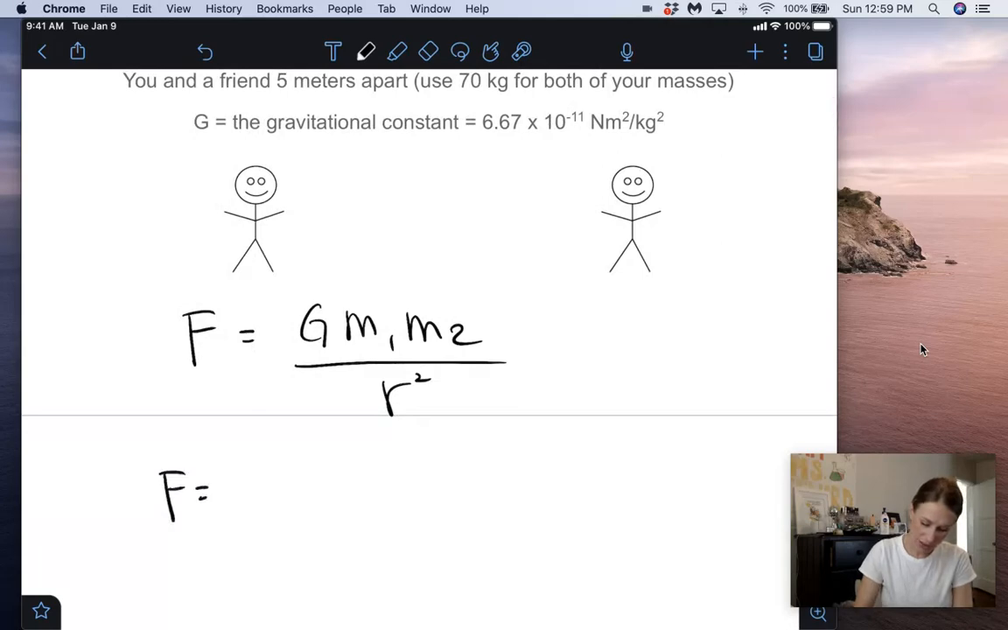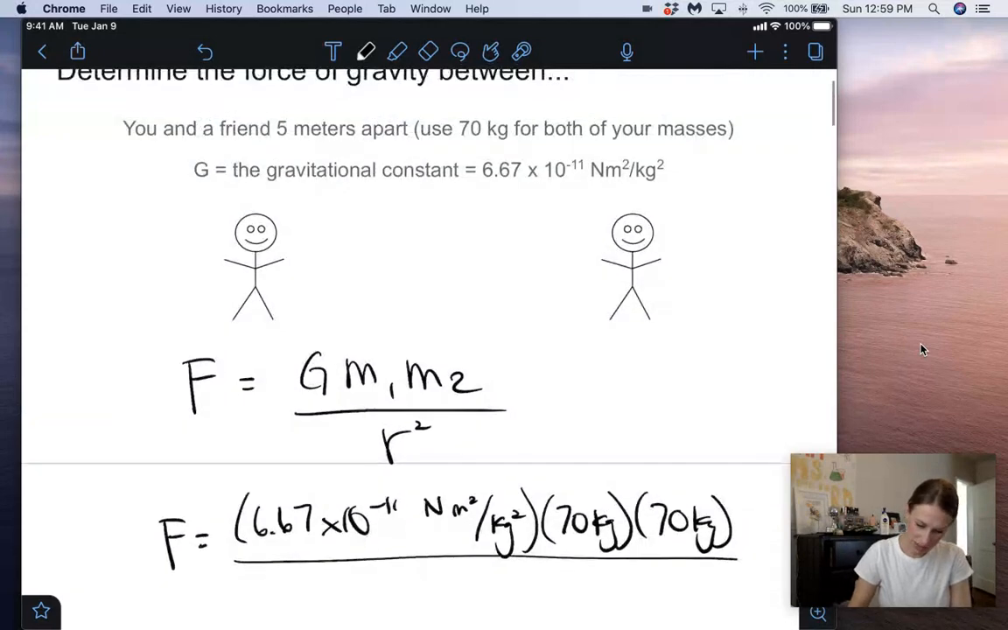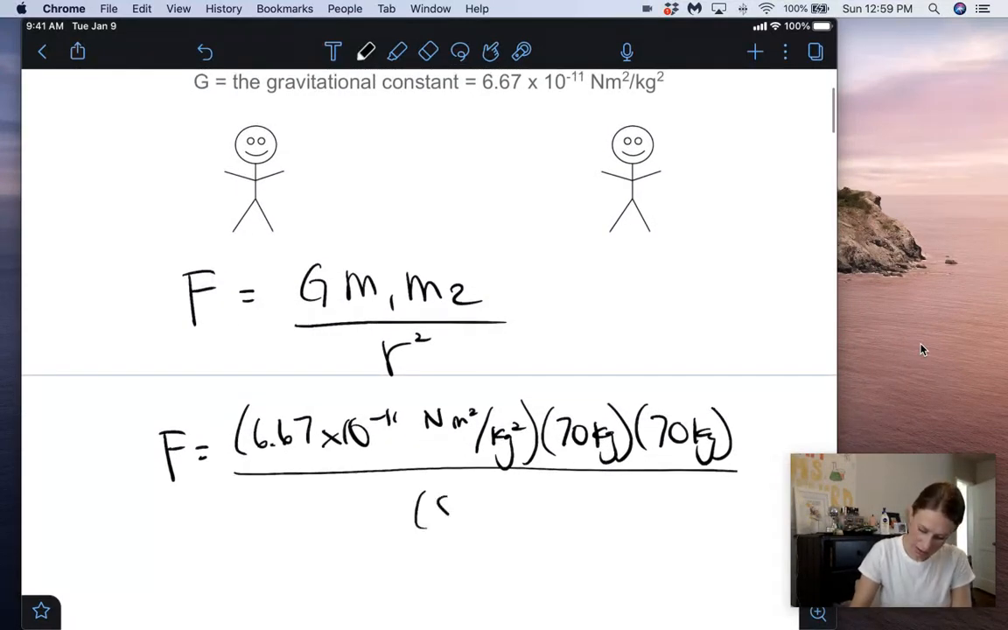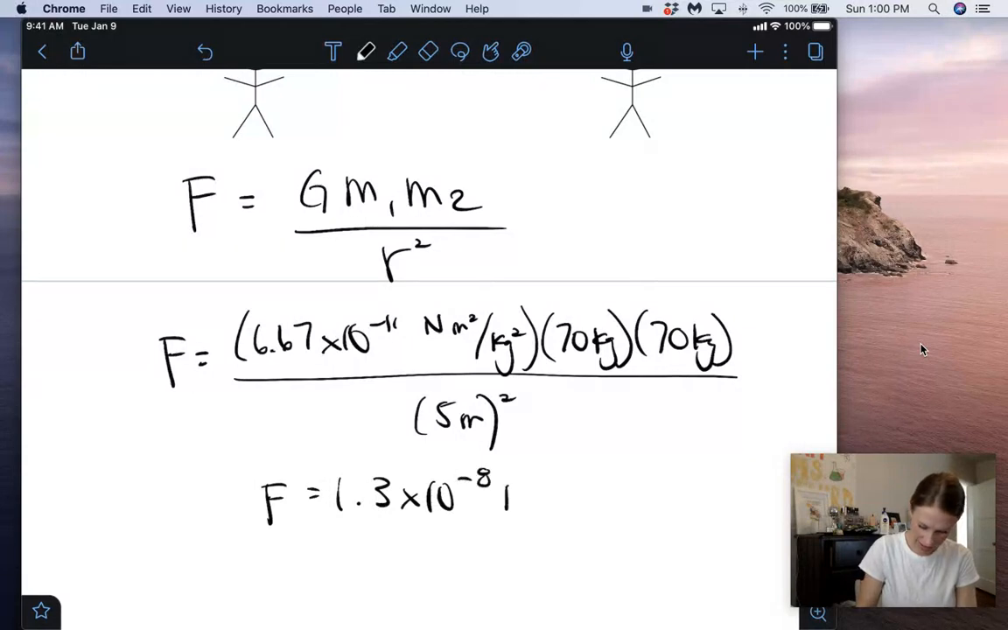So the force between the two is big G, 6.67 times 10 to the negative 11th newtons times meters squared per kilogram squared, times mass 1, 70 kilograms, times mass 2, 70 kilograms, divided by the distance between you and your friend, 5 meters, and then we're going to square that. So we get 6.67 times 10 to the negative 11th times 70 times 70, and then I'm dividing by 25. We get a force of about 1.3 times 10 to the negative 8 newtons.